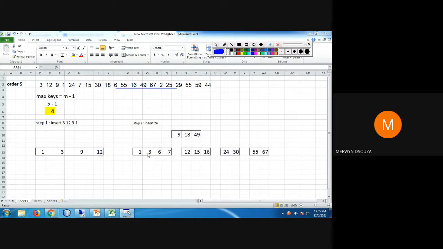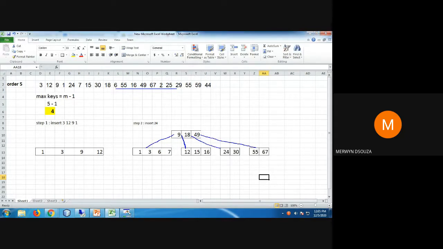So you look at these 4 values; they are less than 9. So this branch will come here. These values are greater than 9 and less than 18, so this branch is here. These 2 values are greater than 18, less than 49, so the branch is here. And these 2 values are greater than 49, so the branch will be here after 49. I hope you are getting it. So I inserted 67.